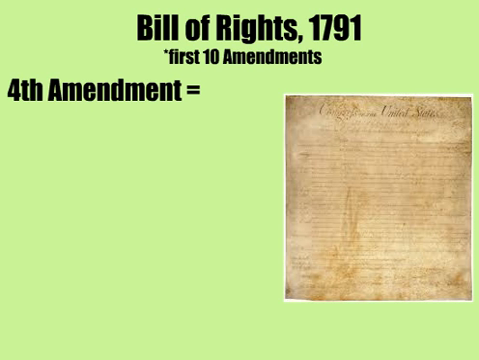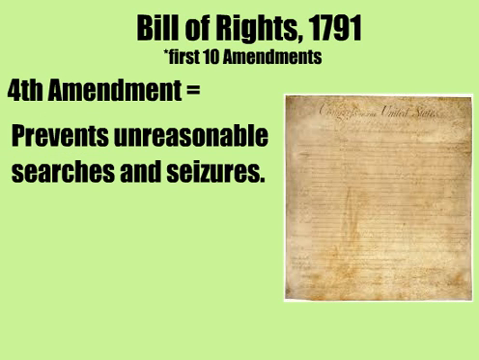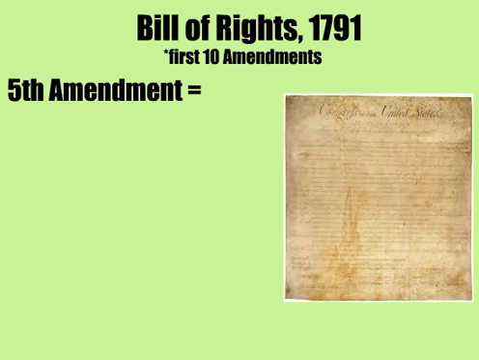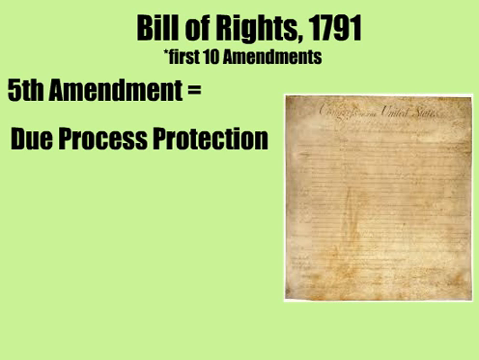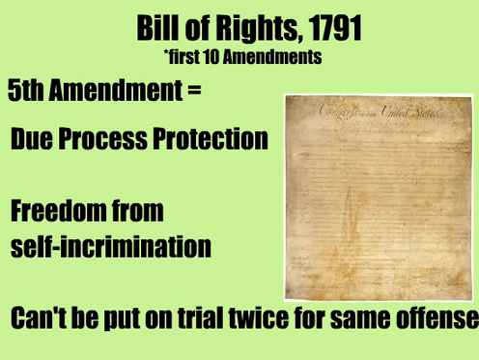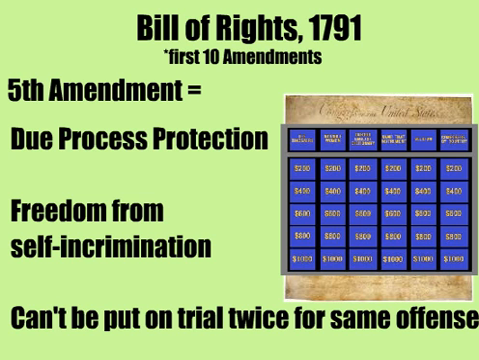The Fourth Amendment prevents unreasonable searches and seizures. Search warrants must be issued based on probable cause. The Fifth Amendment explains that no one shall be deprived of life, liberty, or property without due process of law. Also, one has a right not to incriminate themselves, hence why people plead the Fifth, or Fifth Amendment, and remain silent during a trial. Also in the Fifth Amendment, one is free from being put on trial twice for the same offense after being found not guilty. This is called a freedom from double jeopardy.